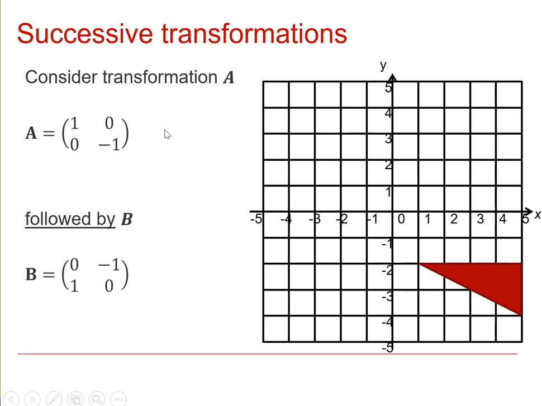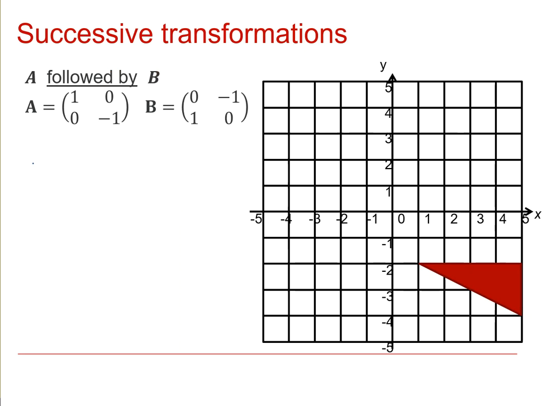So we've got a transformation A with an associated matrix A, and that's followed straight away by a second transformation B with an associated matrix B. So let's have a look what happens when these two transformations are combined.